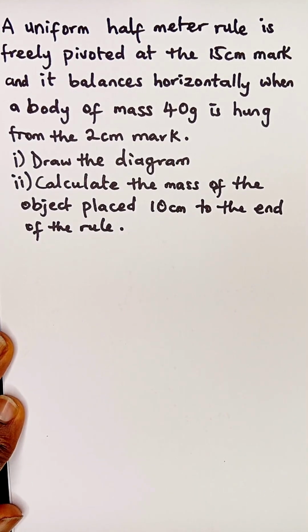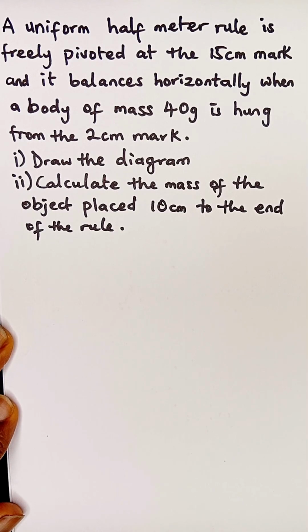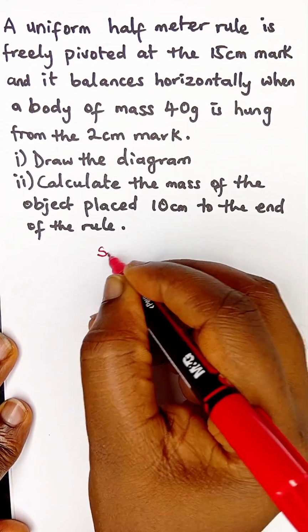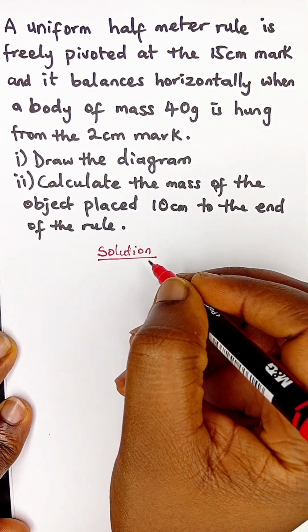A uniform half-meter rule is freely pivoted at the 15 cm mark and it balances horizontally when a body of mass 40 grams is hung from the 2 cm mark. First, draw the diagram. Secondly, calculate the mass of the object placed 10 cm to the end of the rule.